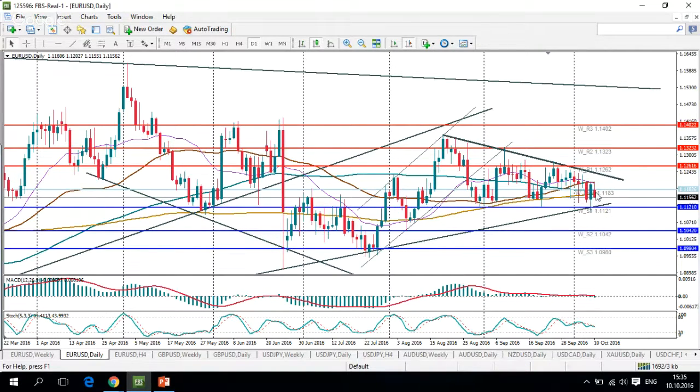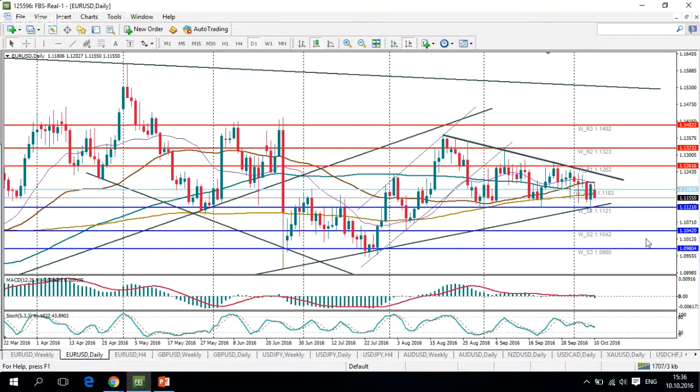I think it can be done at the current levels, and positions may be increased if support at 1.1121 is breached, and in this case we'll have our target at 1.1040, 1.1042. This week we'll watch German trade balance and German and euro area's economic sentiment on Tuesday. These are the main data releases from the euro area.